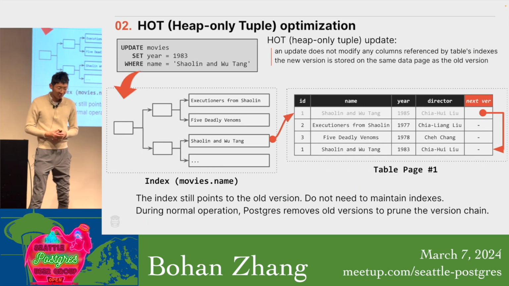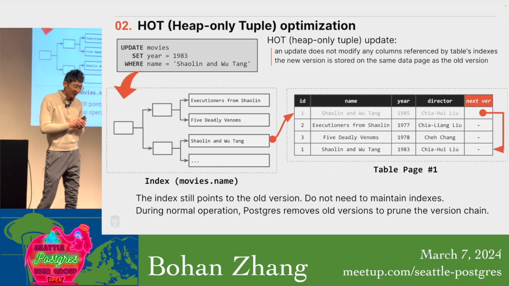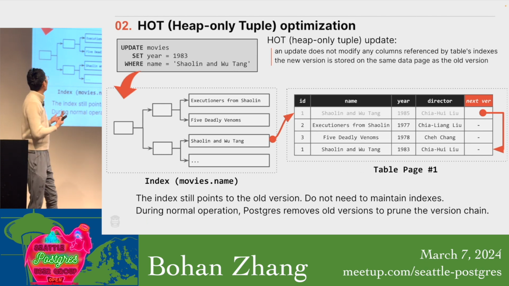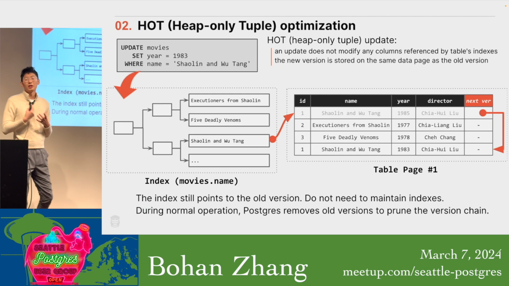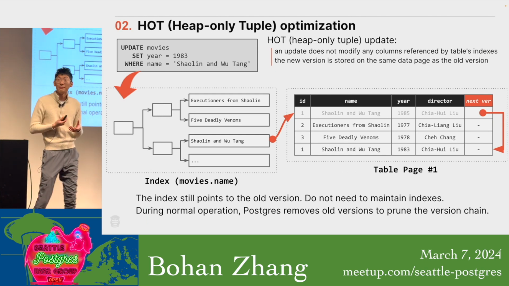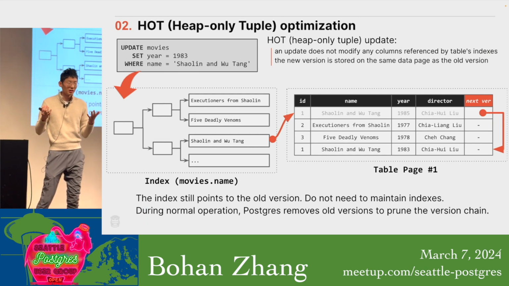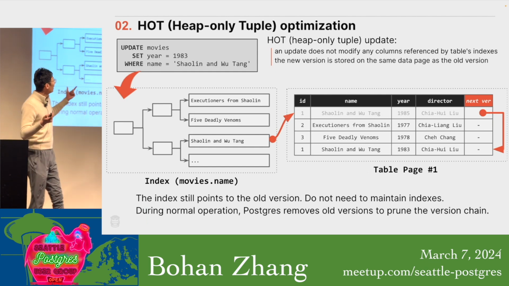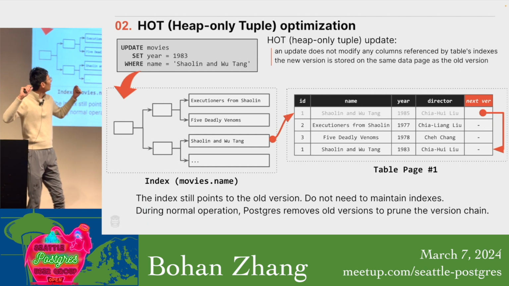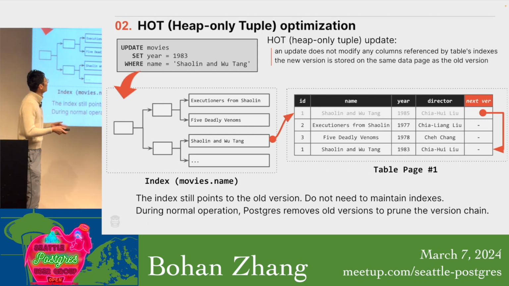To solve this issue, Postgres has an optimization called HOT optimization, which is a heap-only tuple optimization. This optimization can only be applied to HOT updates. So what is a HOT update? A HOT update is a heap-only tuple update. This is an update which does not modify any columns referenced by any table indexes, and the new version is stored on the same page as the old version.